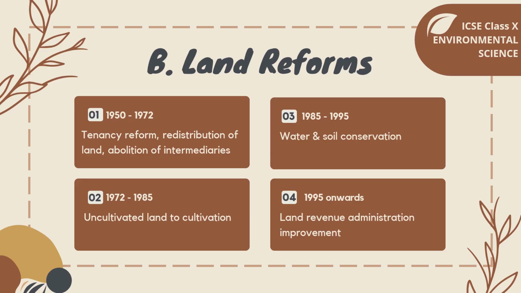So basically this talks about the redistribution of land from the rich to the poor, or anybody who's not having land. You are redistributing the land from the rich to the poor with the aim of increasing the productivity.